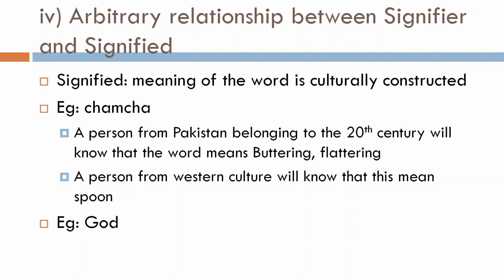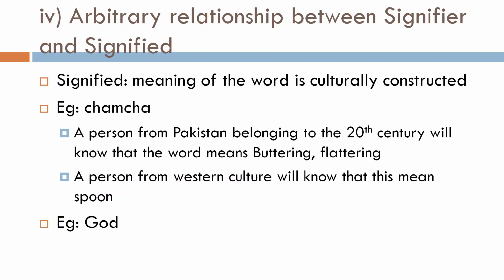Example, chamcha. A person from Pakistan belonging to the 20th century can identify the meaning of the word as buttering or flattering. But a man from Western culture can understand the word as spoon. See, it is culturally constructed, the same word, but it differs in meaning.